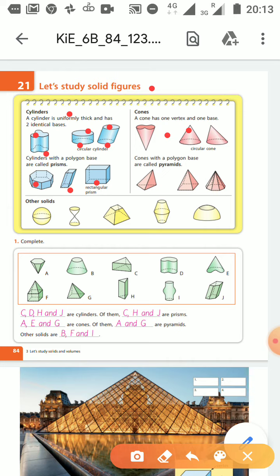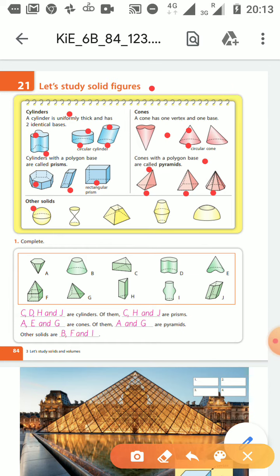So circles are like a one-sided shape, really. So there's an example of one there. And cones with a polygon base are called pyramids. So it's got a pointy bit at the top, but then it's got, like here, a three-sided shape, here a four-sided shape, and here I think it's an eight-sided shape. So that's a polygon base.